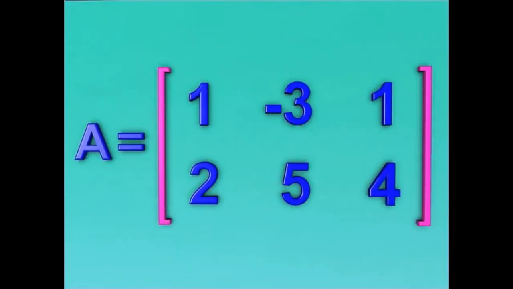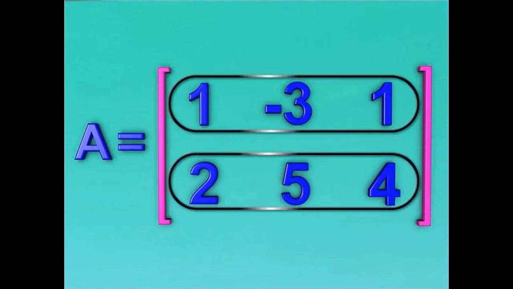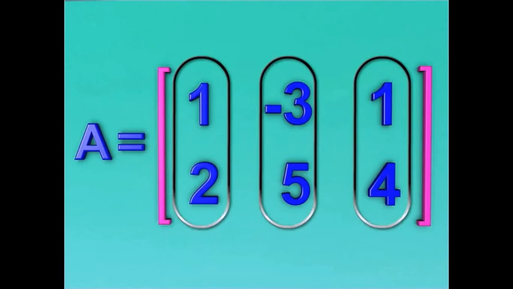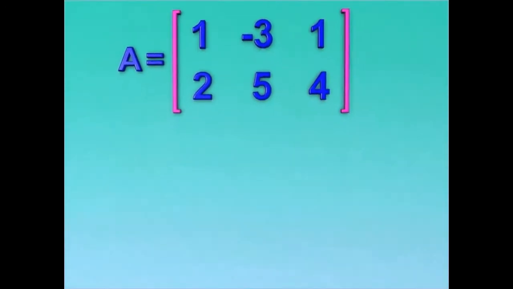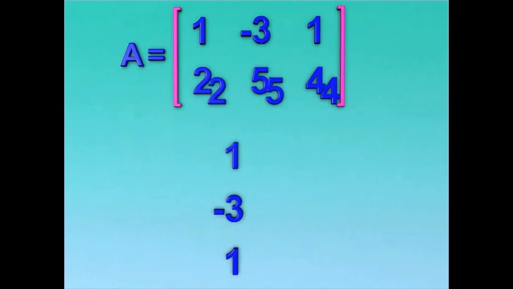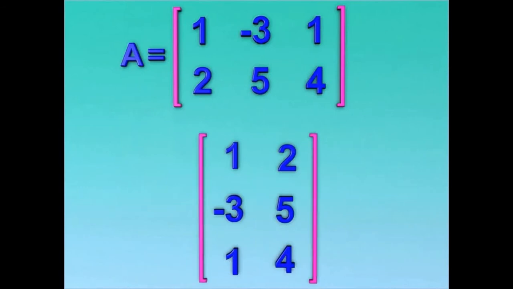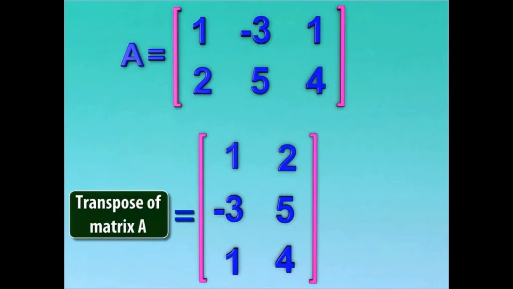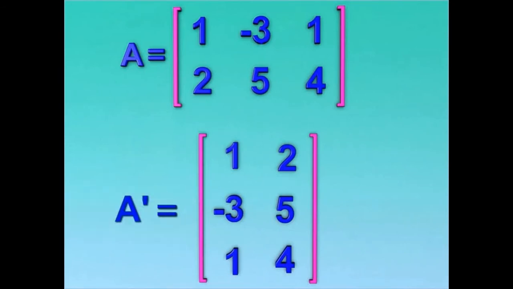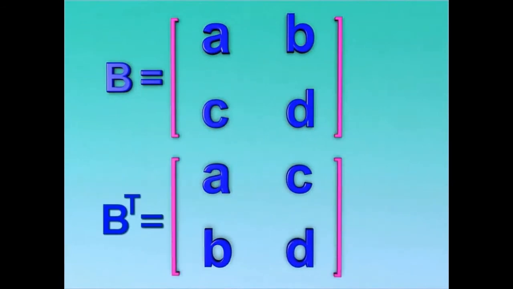Now here is a matrix A. It has 2 rows and 3 columns. If we put the first and second rows in the first and second columns of a new matrix, the new matrix is called the transpose of matrix A. It is denoted by A dash or A with T in superscript. We can find the transpose of any matrix by replacing the rows of the matrix with columns and vice versa.